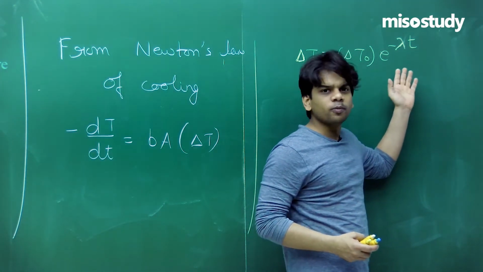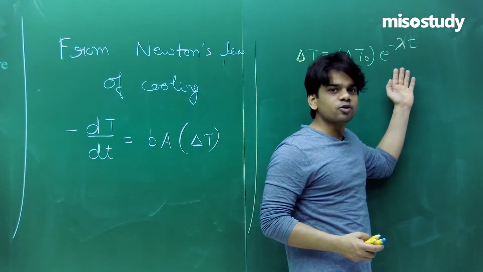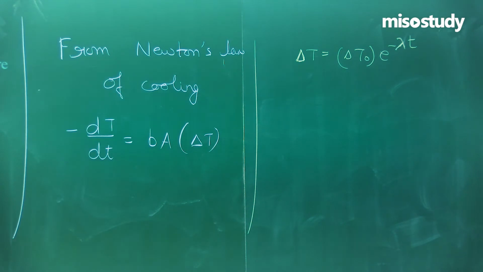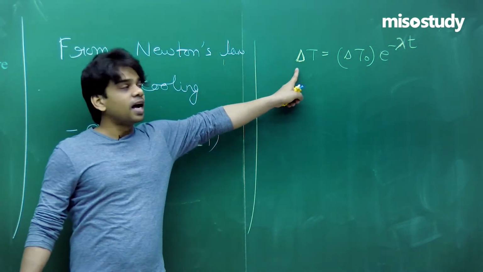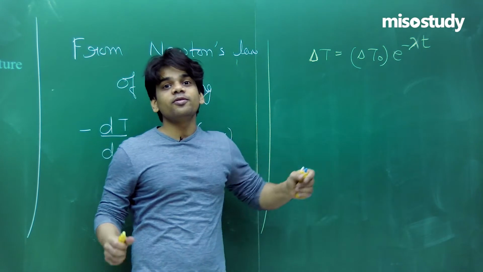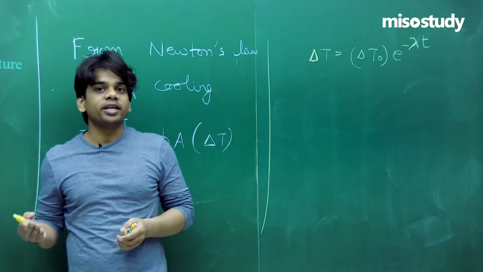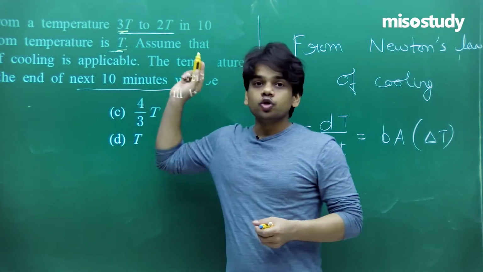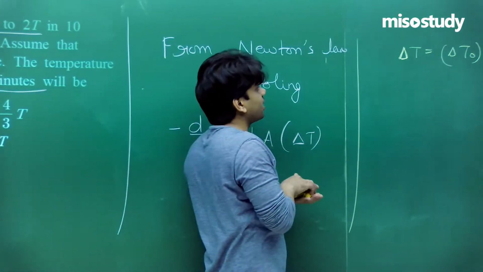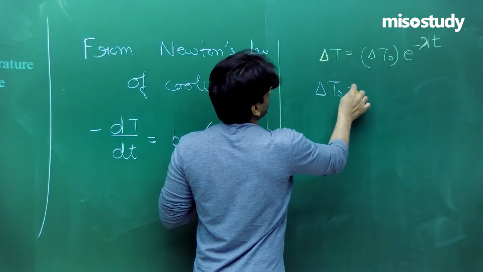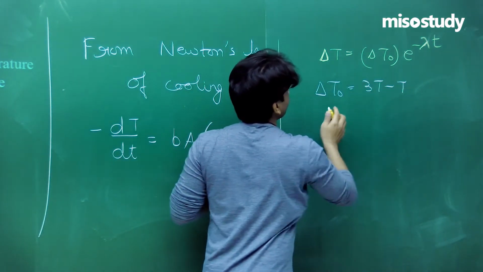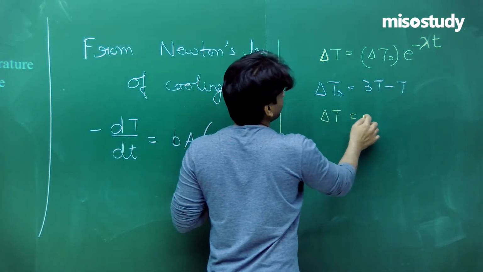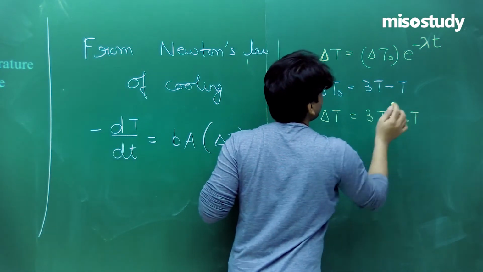So we only have to put in the values. Take note till here. Let me come to the values in the question. Delta T naught is the temperature difference between the initial temperature and the room temperature. The initial temperature is given as 3T, and the room temperature is given as T. So instead of delta T naught, you have to put 3T minus T. And delta T is what? That is the change in temperature that has occurred, so that will be 3T minus 2T. This is what you have to put.